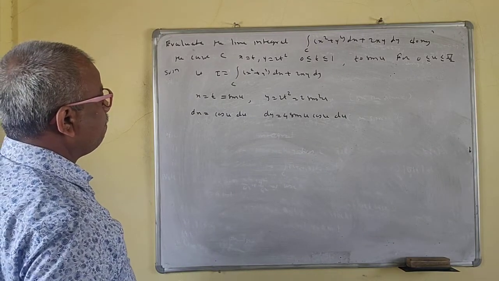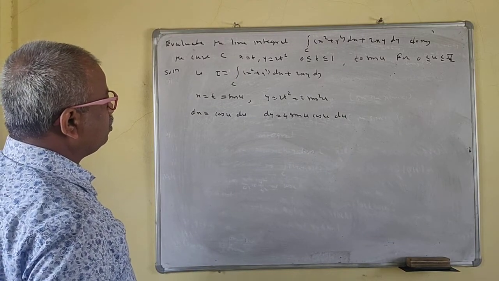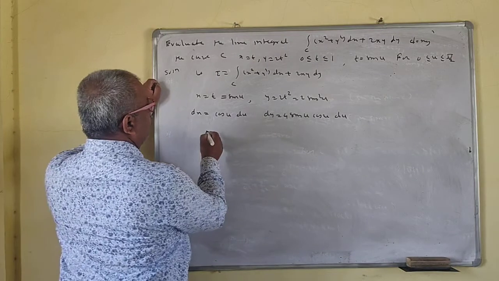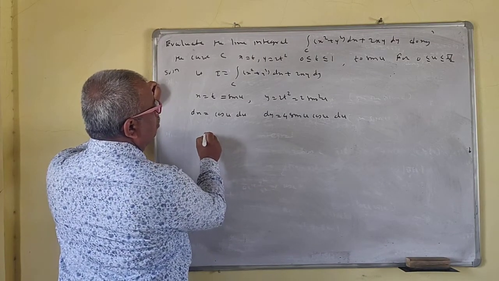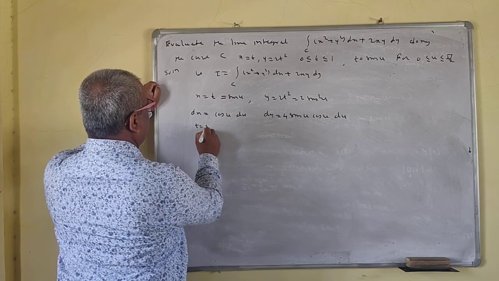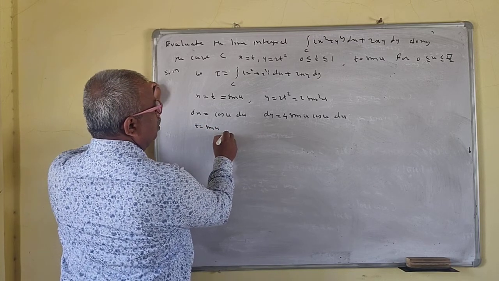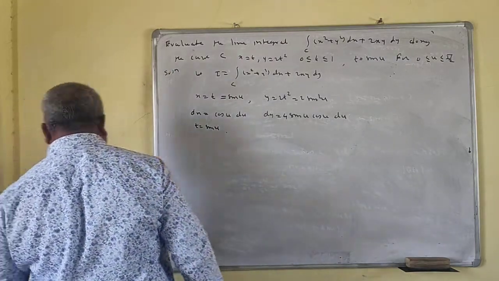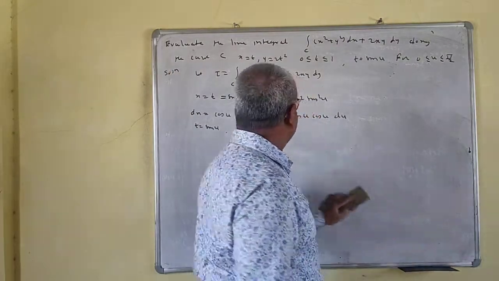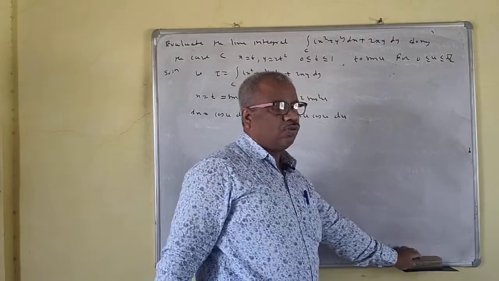Okay, so what is the range of this? t is equal to sin u. The range of u is given, that is 0 to pi by 2. No need to find this.